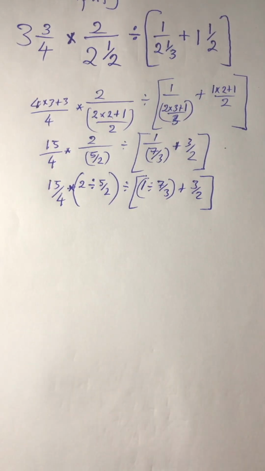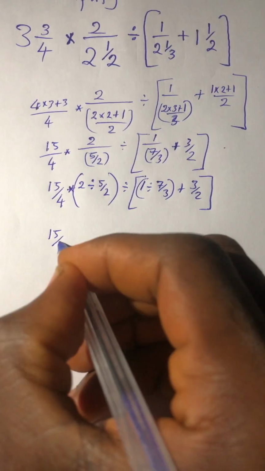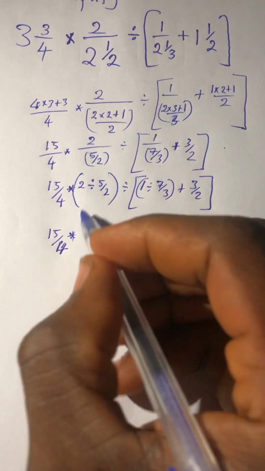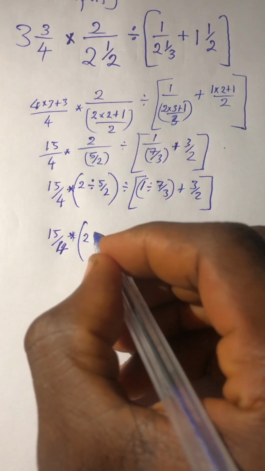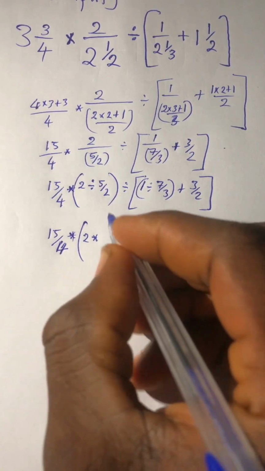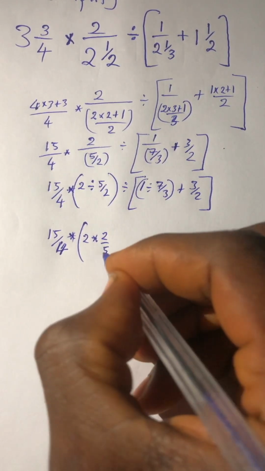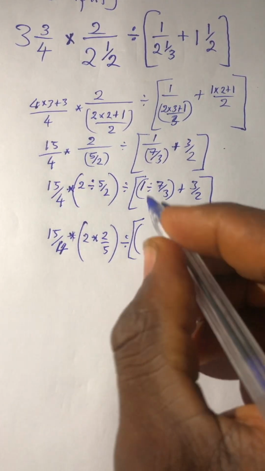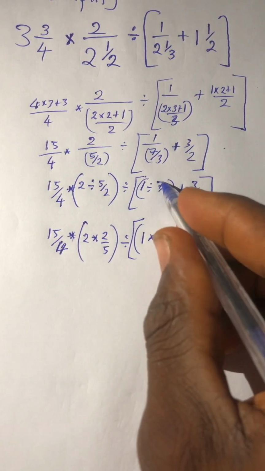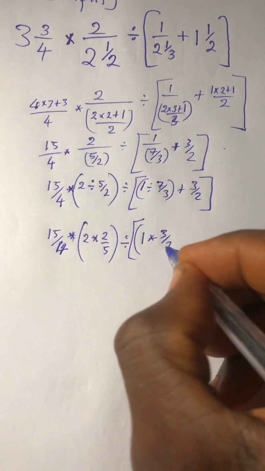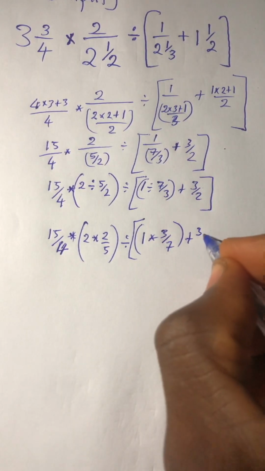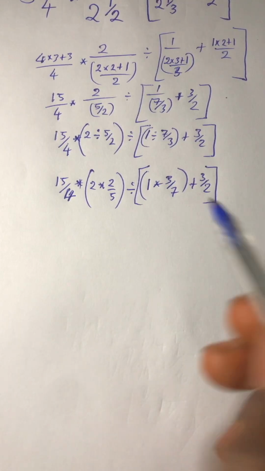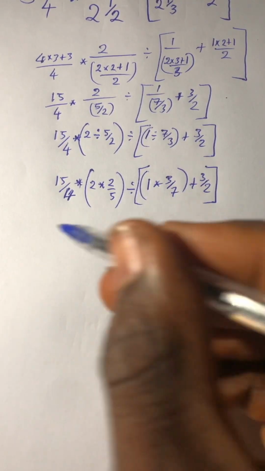So we can go further by saying 15 over 4, 15 divided by 4 times, by flipping this here, 2 divided by 5 divided by, then the same thing we can multiply here by flipping this by saying 3 over 7 plus 3 over 2. This makes it a lot easier to do.